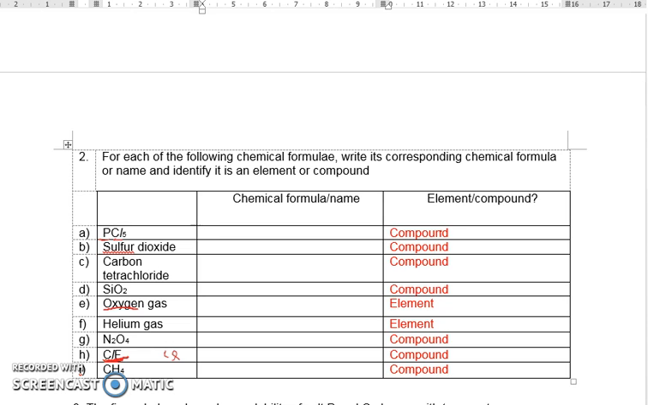So these are the answers for whether or not they are elements or compounds. So we'll go on to the naming. This contains 1 phosphorus. Remember, you just copy from the periodic table. This is phosphorus. And the next one contains 5 chlorine.